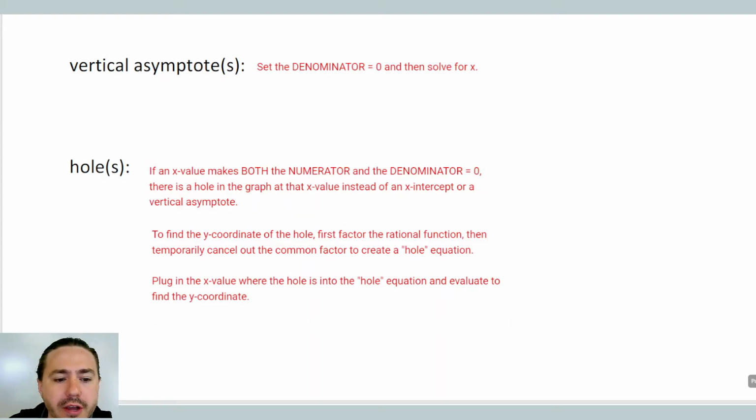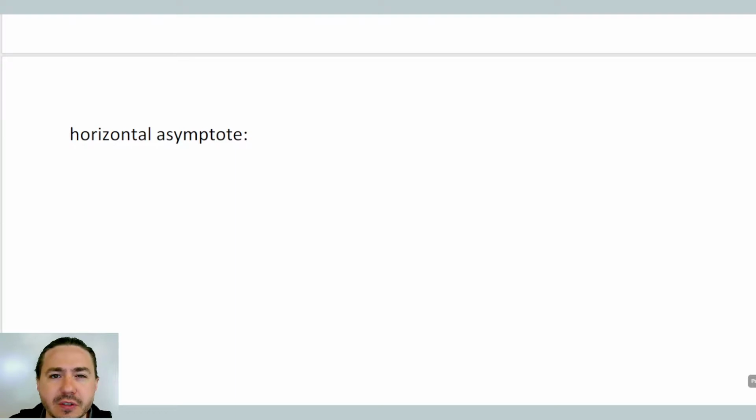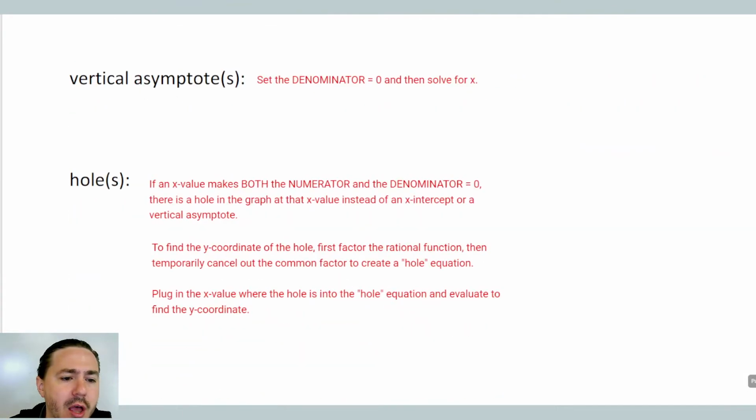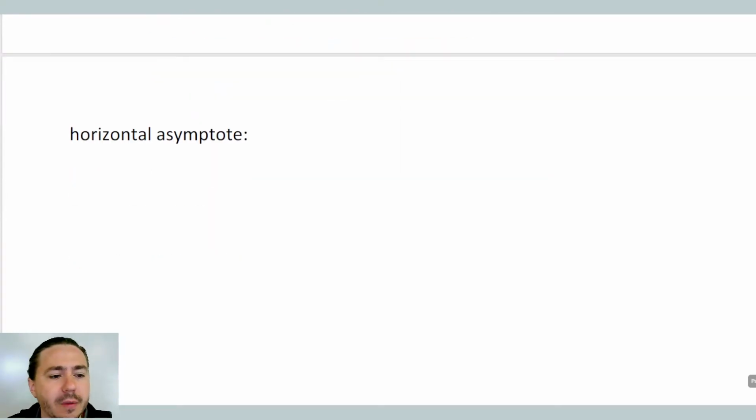So there's one more characteristic that we'll need to find, and that's the horizontal asymptote. This one will take the most amount of effort to sort of remember how to find it. But basically, with these rational functions, typically you'll have one or more vertical asymptotes, but you'll only have one horizontal asymptote, if there's one at all.